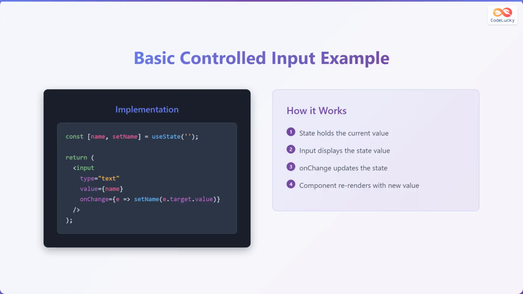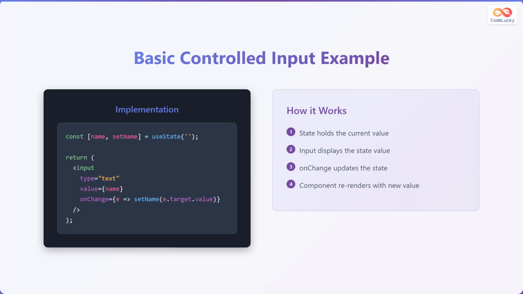Let's look at a basic example of a controlled input in React. Here's the code snippet. We declare a state variable called name and a function to update it, setName, using the useState hook. In the return statement, we have an input element. The value property of the input is bound to the name state. The onChange event handler is used to update the name state whenever the input value changes.